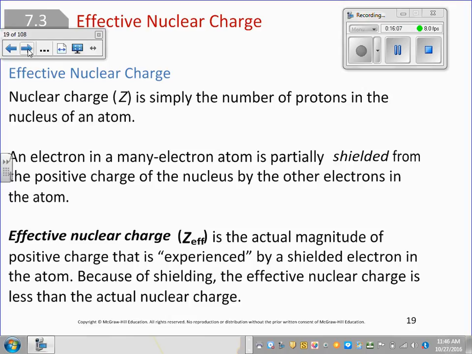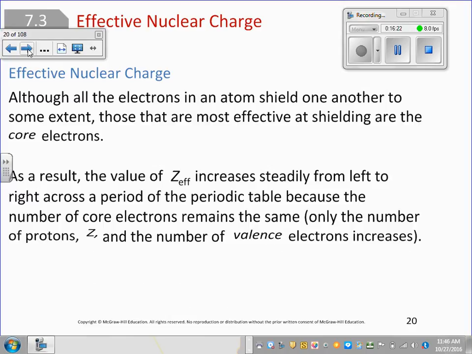Okay? So that's called the effective nuclear charge, the magnitude of the positive charge that's experienced by the shielded electron in an atom. So it's less than the actual nuclear charge. All electrons tend to shield each other, but the most effective shielding are the core electrons. The core electrons are all the electrons below the valence electrons.